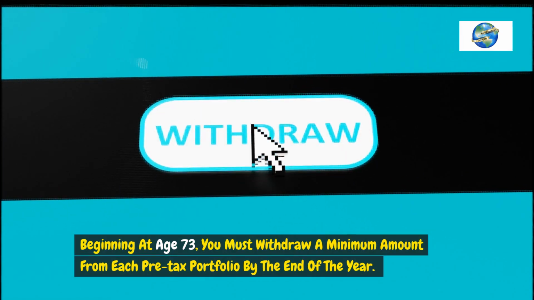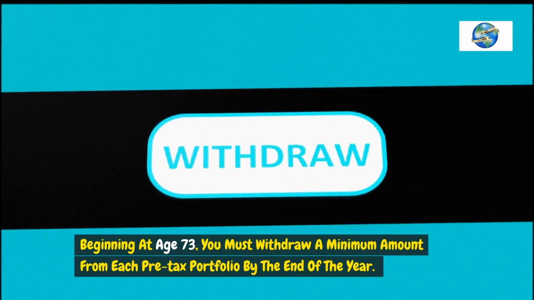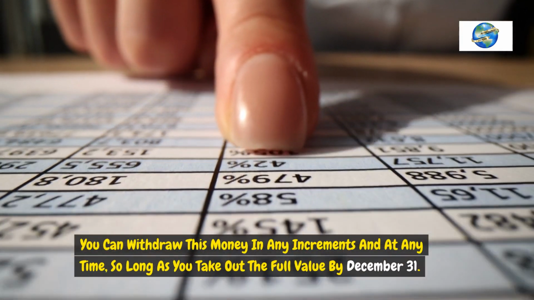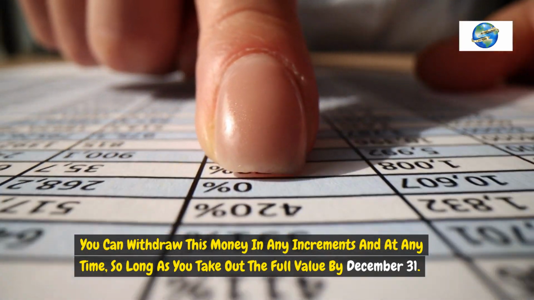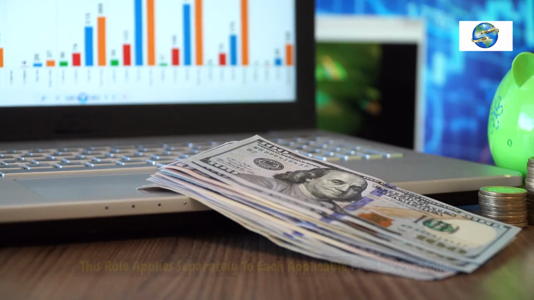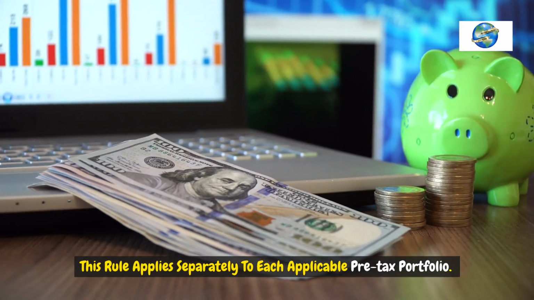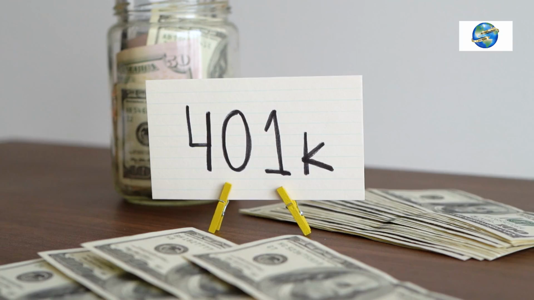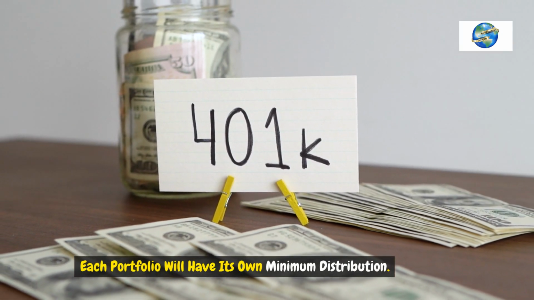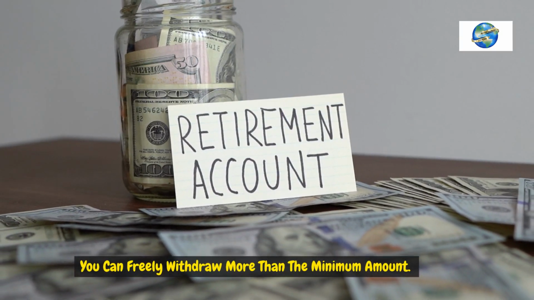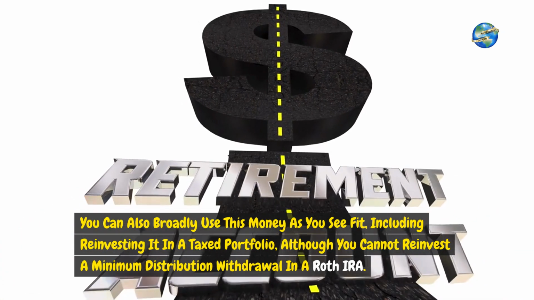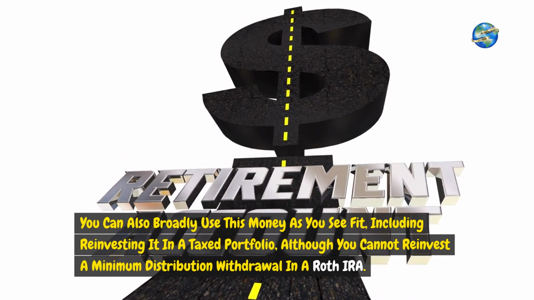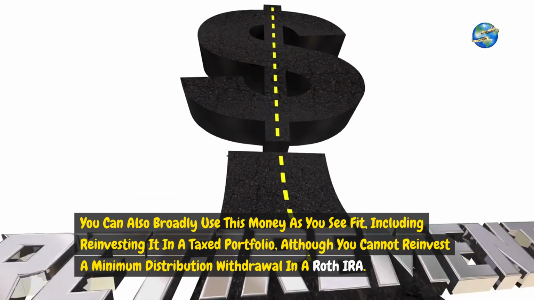Beginning at age 73, you must withdraw a minimum amount from each pre-tax portfolio by the end of the year. You can withdraw this money in any increments and at any time, so long as you take out the full value by December 31st. This rule applies separately to each applicable pre-tax portfolio. For example, say that you have a 401k and a traditional IRA. Each portfolio will have its own minimum distribution. You can freely withdraw more than the minimum amount. You can also broadly use this money as you see fit, including reinvesting it in a taxed portfolio, although you cannot reinvest a minimum distribution withdrawal in a Roth IRA.